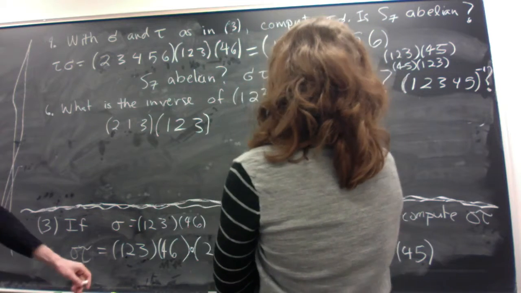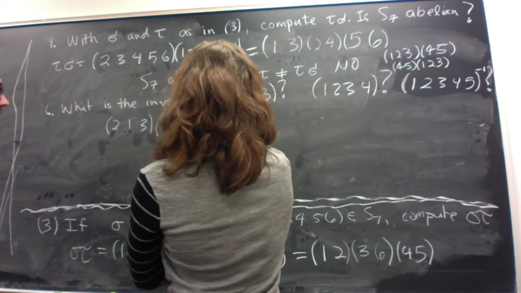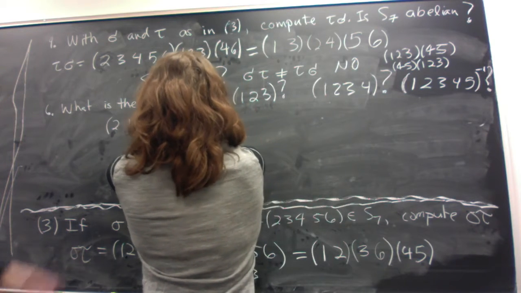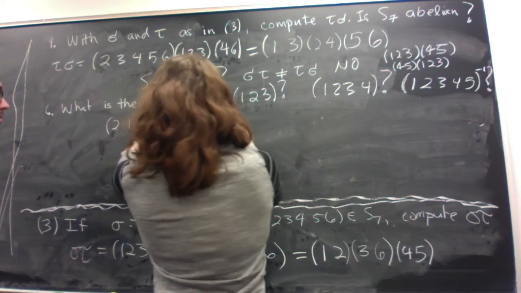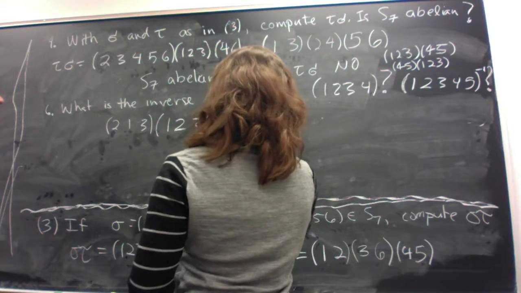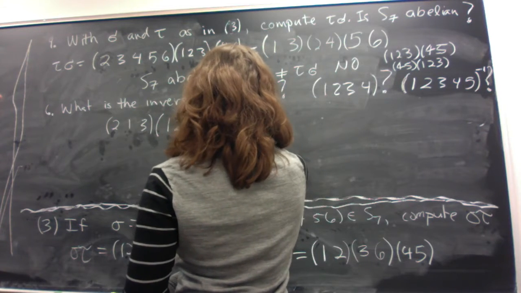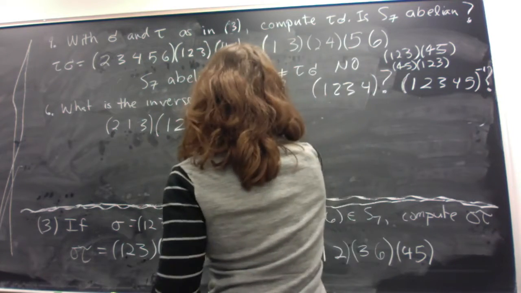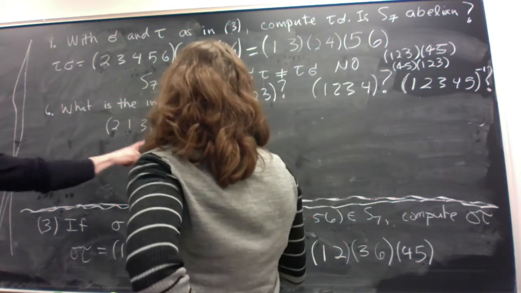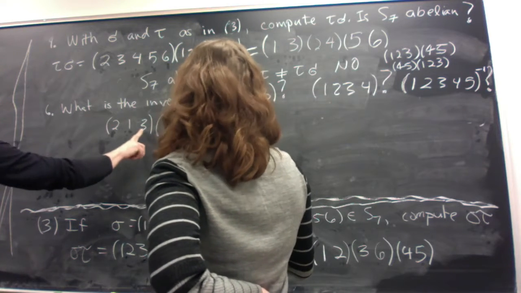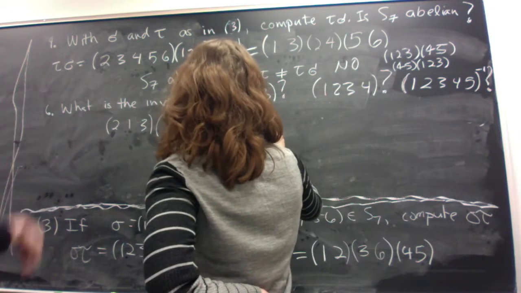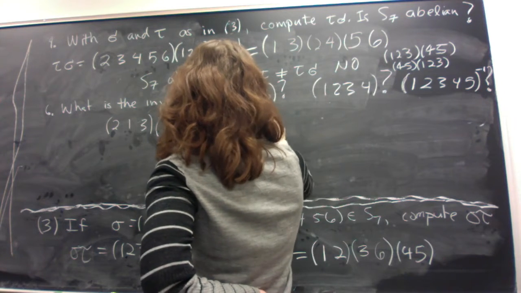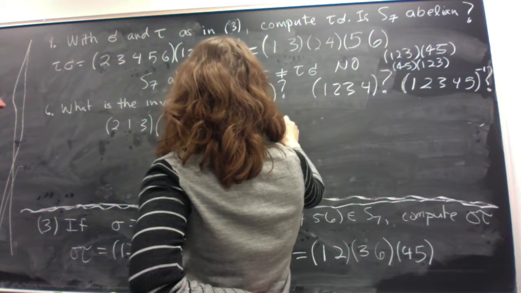Let's check. Okay, so here we have 1 goes to 2, and then here we have 2 goes to 1. So 1 goes to 1. How do I denote that? Like 1 didn't do anything. Just close that parenthesis. Okay, great. So then 2, what does 2 do? 2 goes to 3. 3 goes to 2. So close parenthesis. So far, so good.